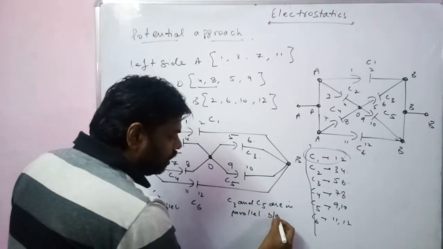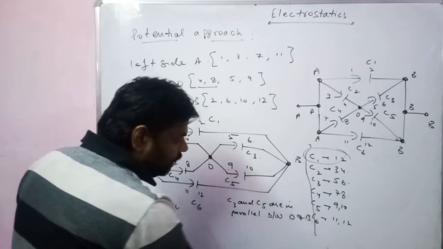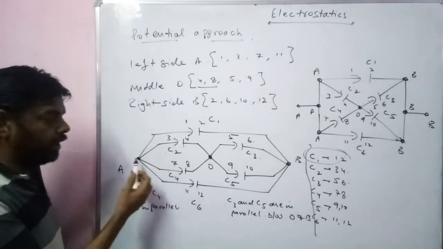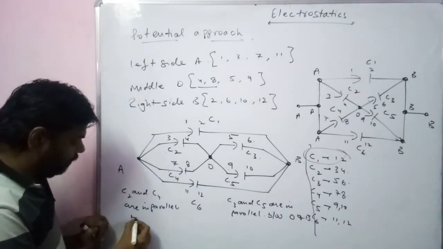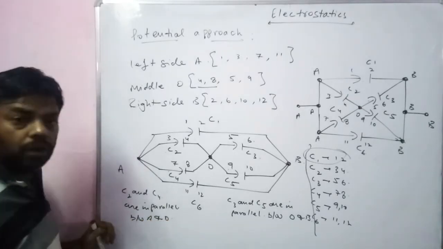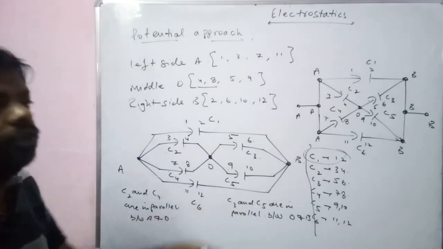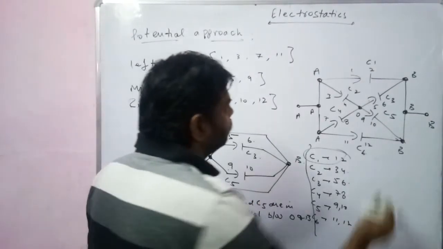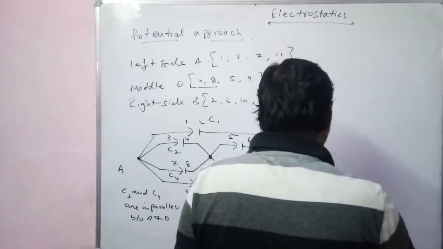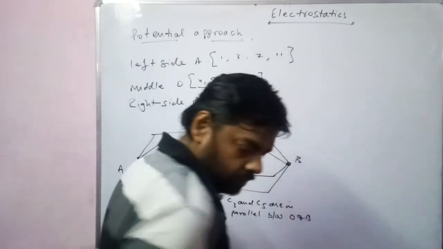Between O and B. Clear? And C2 and C4 are in parallel between A and O. Got it? So first of all, we are going to solve these two combinations.